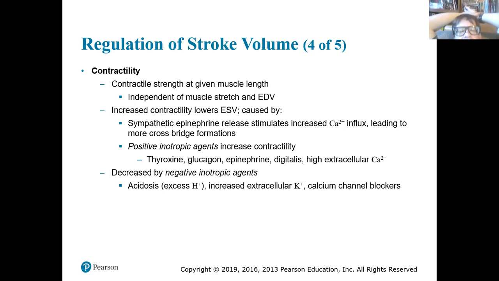We're looking at contractility as a method of changing output. If you increase how well a muscle can contract, it will lower the end systolic volume. In other words, if you can make it better at contracting, it'll do a good job contracting.